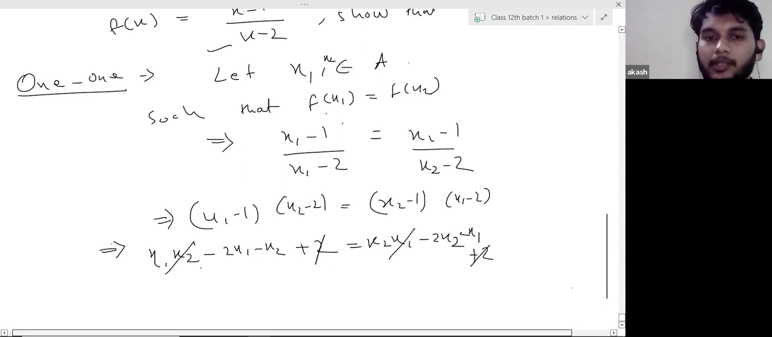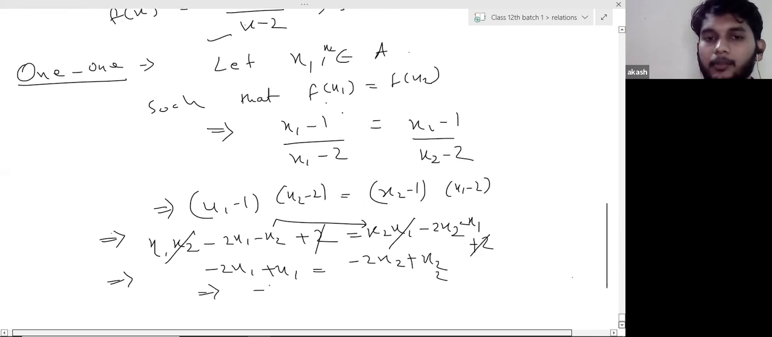x2x1 is cancelled. Let's bring x1 together, so this is minus 2x1 plus x1. Let's bring x2 to this side, so minus 2x2 plus x2. So this gives minus x1 equals minus x2. This implies that x1 equals x2. So the function is one-one.